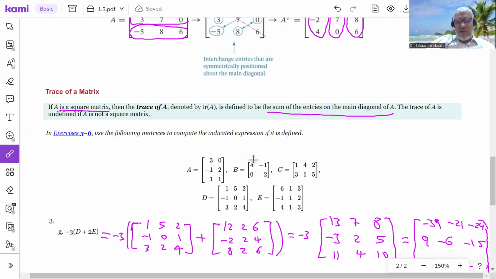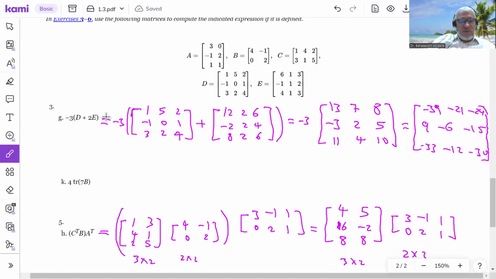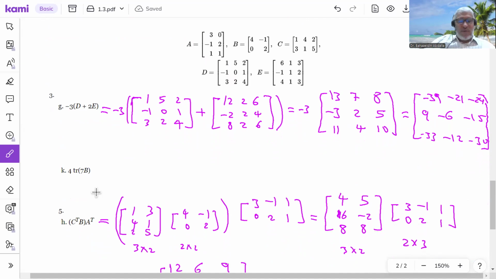So what is the trace of B? 6. What is the trace of E? 10. What is the trace of D? 5. The trace is undefined if it is not a square matrix. So here I need to find 4 times the trace of 7B. Well, this is B, and let us multiply by 7. So I'll have 28, negative 7, 0, and 14.